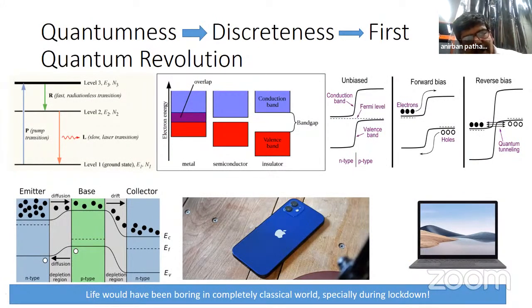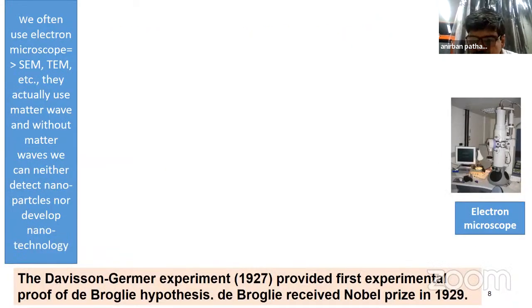What we are showing on the left is an energy diagram of a laser. These are the conduction band and valence band. You know that in metal, they overlap. In semiconductor, there is a small gap. So all these things are manifestations of quantum nature or discrete nature. And because of semiconductors, we can make ICs, transistors, iPhones, laptops, everything. So we are all familiar with the first quantum revolution.